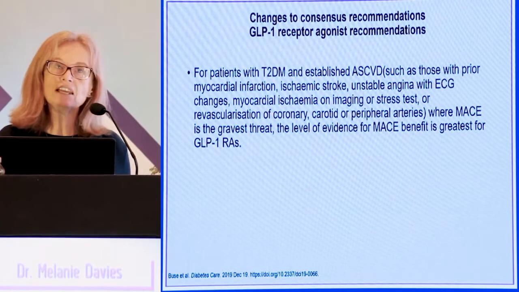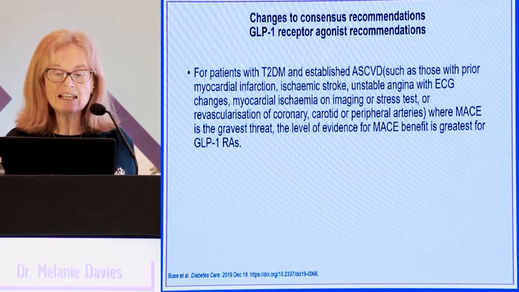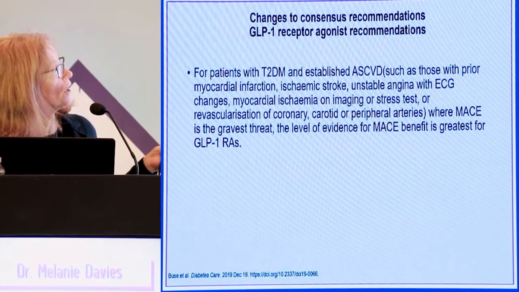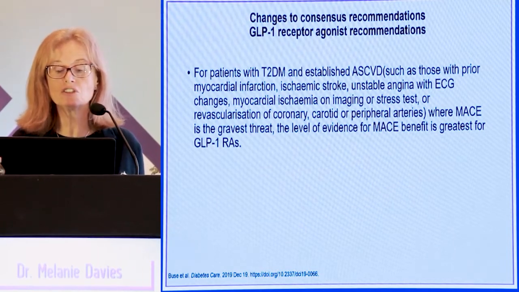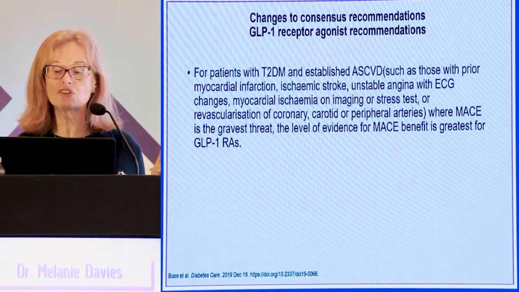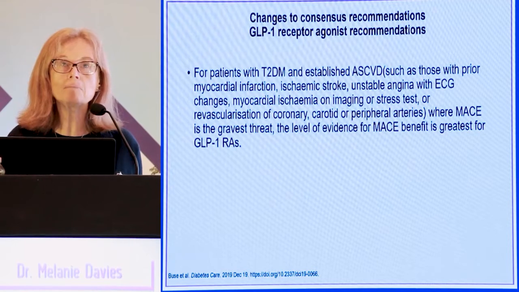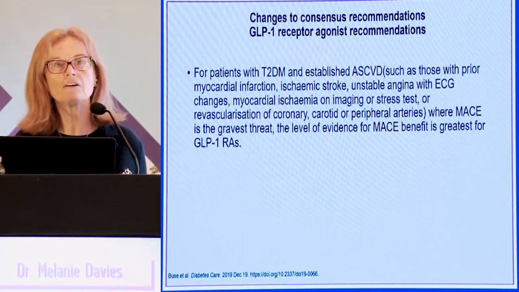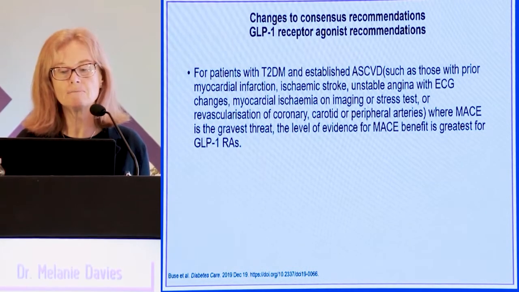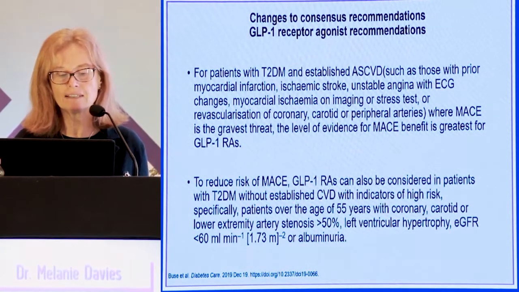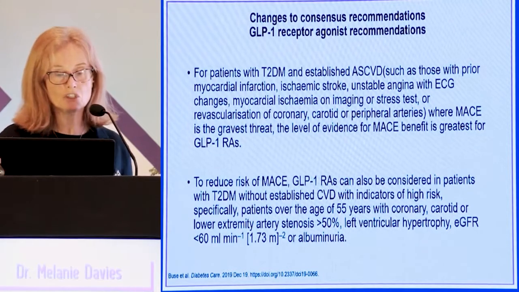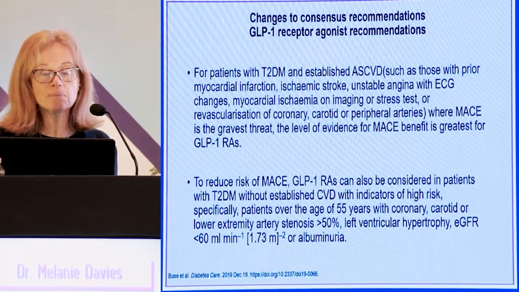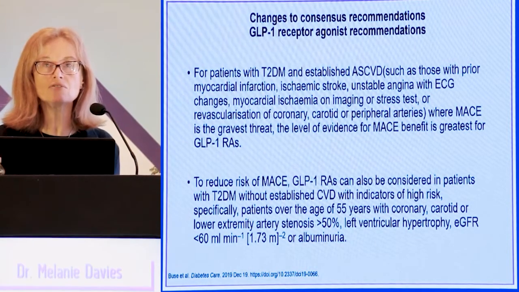What about the GLP-1s? Now, as I think I've shown you, or hopefully convinced you, the data for MACE appears to be stronger for the GLP-1s than it is for the SGLT2s. So where MACE is the greatest threat, they are probably preferred for that reason, although there may be other reasons around costs and injectable therapy why you may choose differently. But in terms of MACE, that's where the GLP-1s have the strongest data. And we've now suggested that they should be considered in people without established disease, but with high-risk indicators.